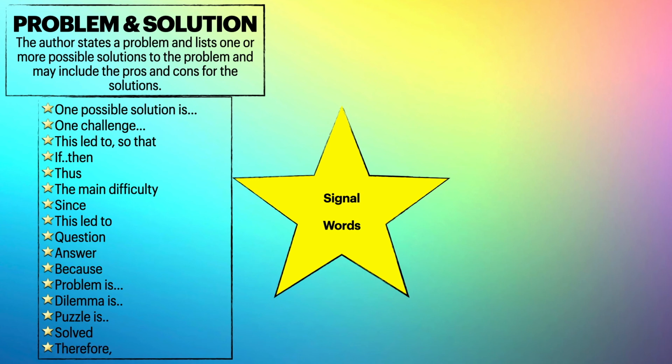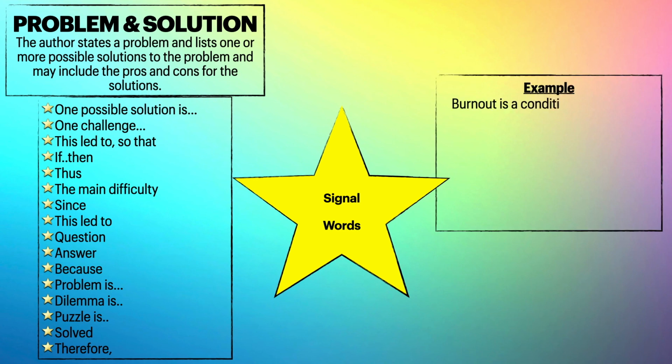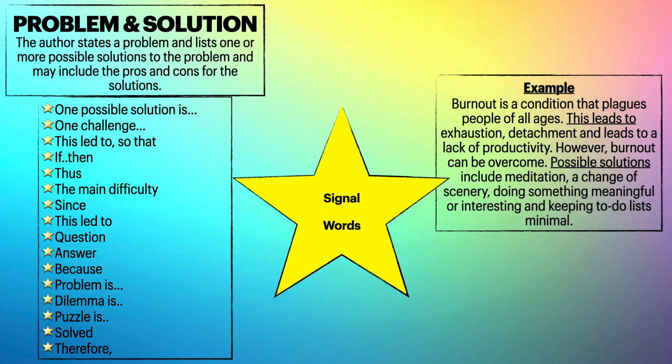So these are just some of the signal words that you may find when you are reading a text that has been structured or organized with problem and solution structure. Here's an example. Burnout is a condition that plagues people of all ages. This leads to exhaustion, detachment, and a lack of productivity. However, burnout can be overcome. Possible solutions include meditation, a change of scenery, doing something meaningful or interesting, and keeping to-do lists minimal.